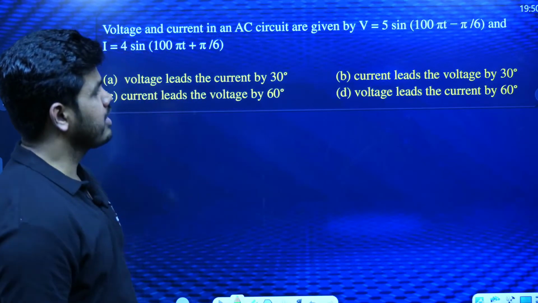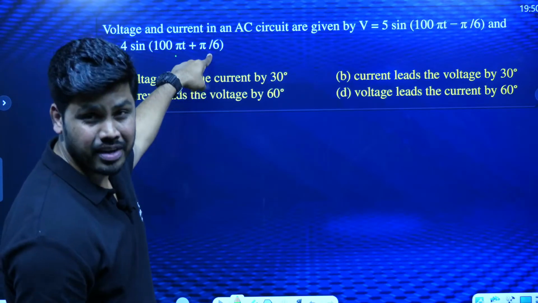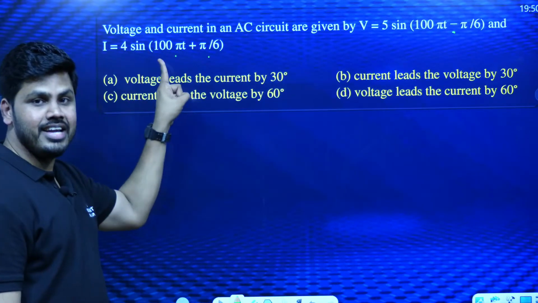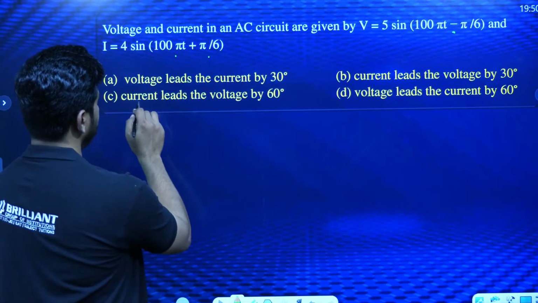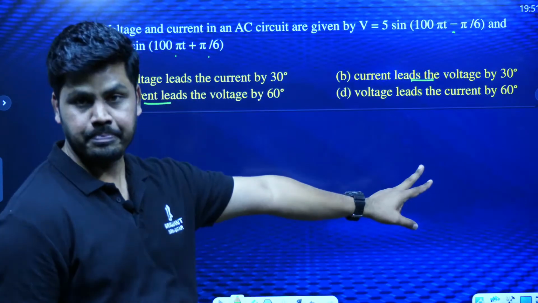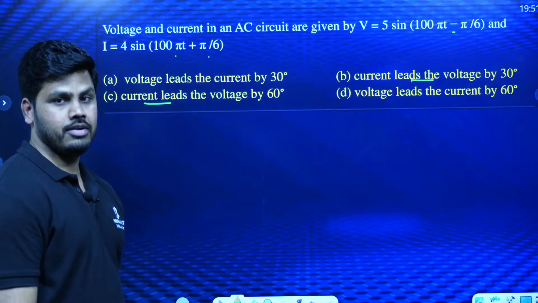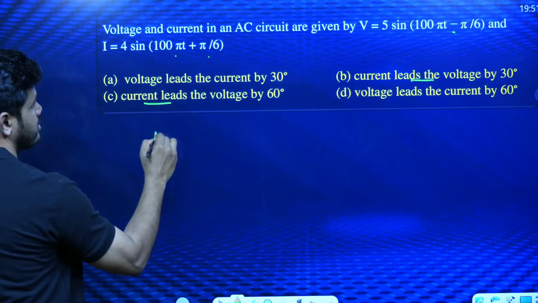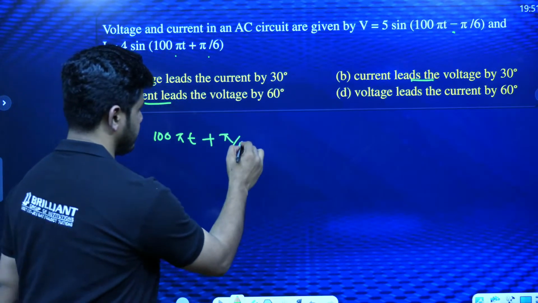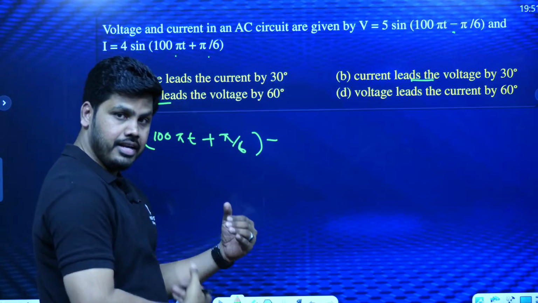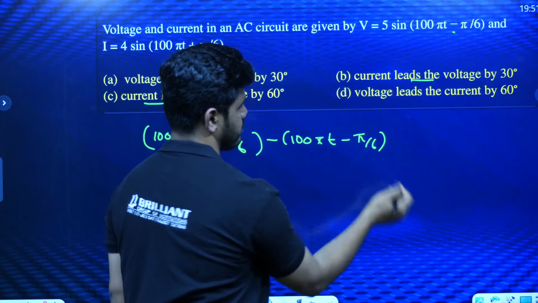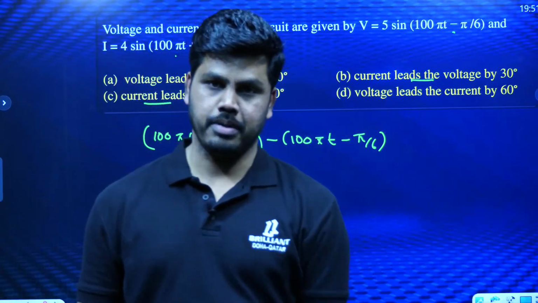In the equation itself, we can identify I as omega t plus phi, right? This one is minus phi. So which is in lead? Definitely current is in lead, right? If current is in lead, we have two options. Current leads, here also current leads. The only difference is the phase differences are 60 and 30. So we can find out what exactly the phase difference is. The phase of current is 100 pi t plus pi by 6, which is in lead actually, right? And what is the phase of the voltage? 100 pi t minus pi by 6. So the only difference is one is plus pi by 6, the other is minus pi by 6.